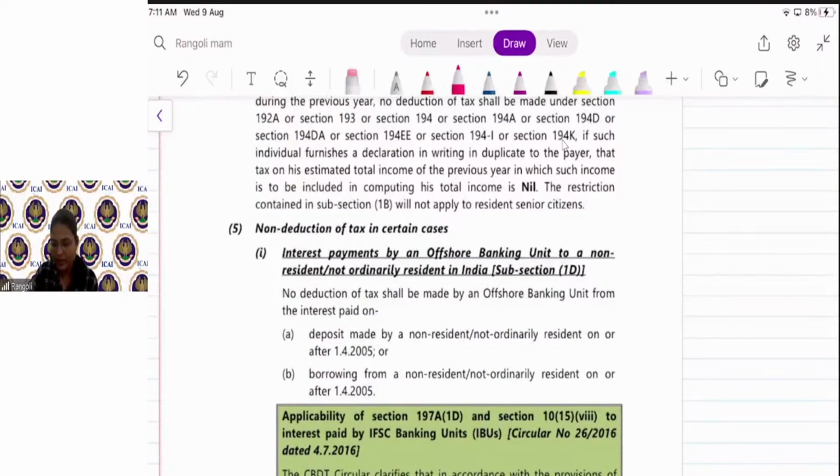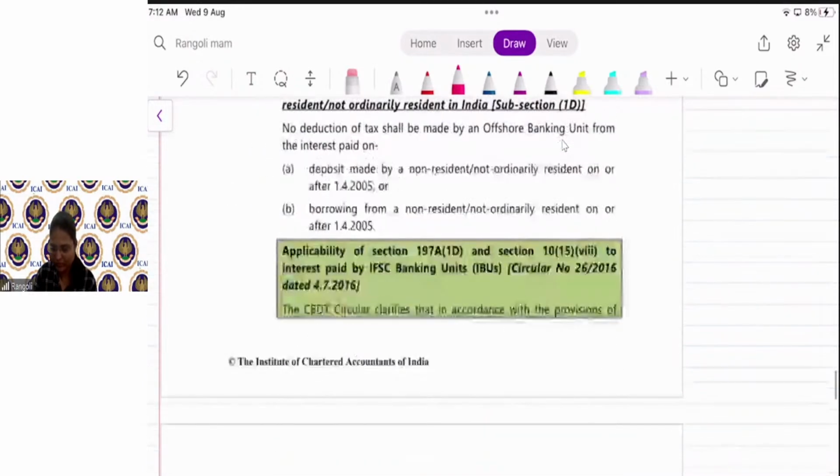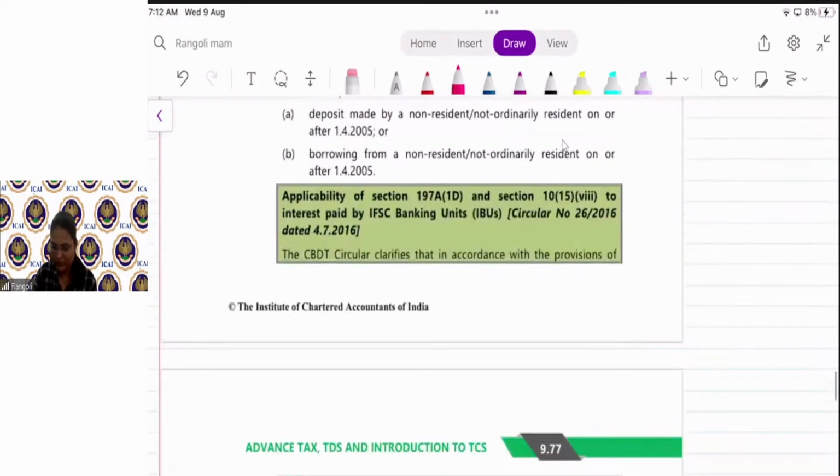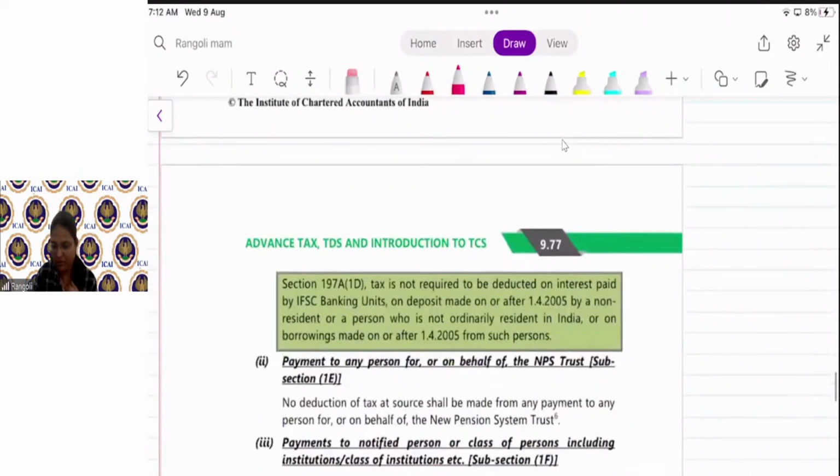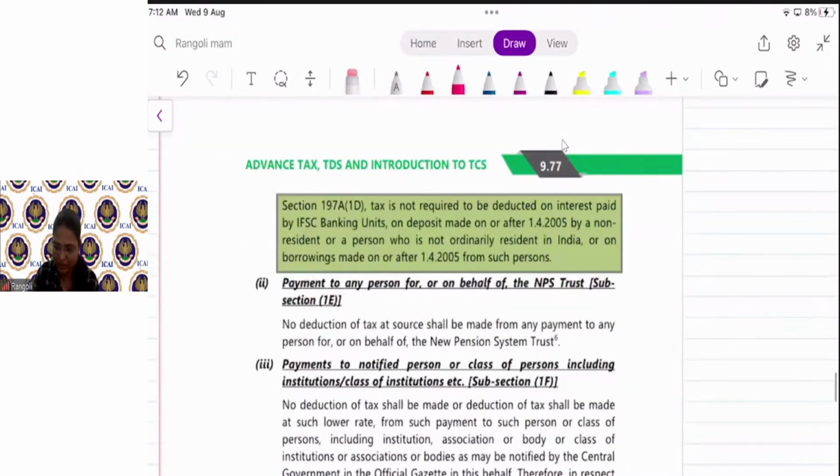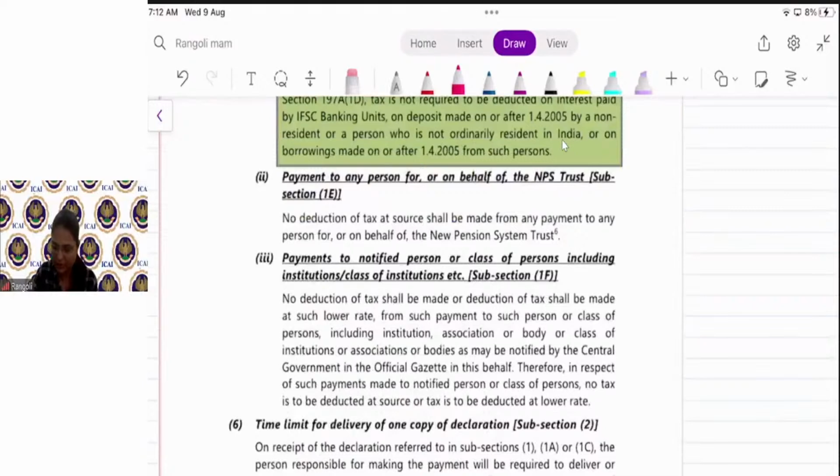Non-deduction of tax in certain cases: interest payment by an offshore banking company to a non-resident or not ordinarily resident in India. In that case, TDS is not applicable. If an amount is paid by the NPS trust, the new pension scheme trust, then also TDS is not applicable.